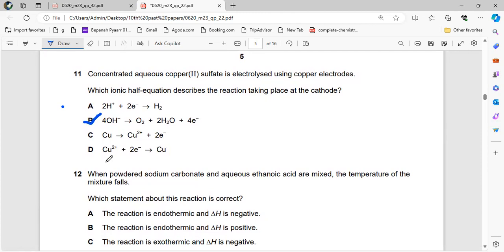Concentrated aqueous copper(II) sulfate is electrolyzed using copper electrodes. Which ionic half equation describes the reaction taking place at cathode? Now, in this case, they have asked about the equation at cathode. When we are electrolyzing copper sulfate, at cathode we get copper and at anode we get oxygen, as sulfate does not form as a product. So at cathode we get copper, we will have Cu2+ plus 2 electrons. Copper cations will gain electrons to form copper. So it is option D.